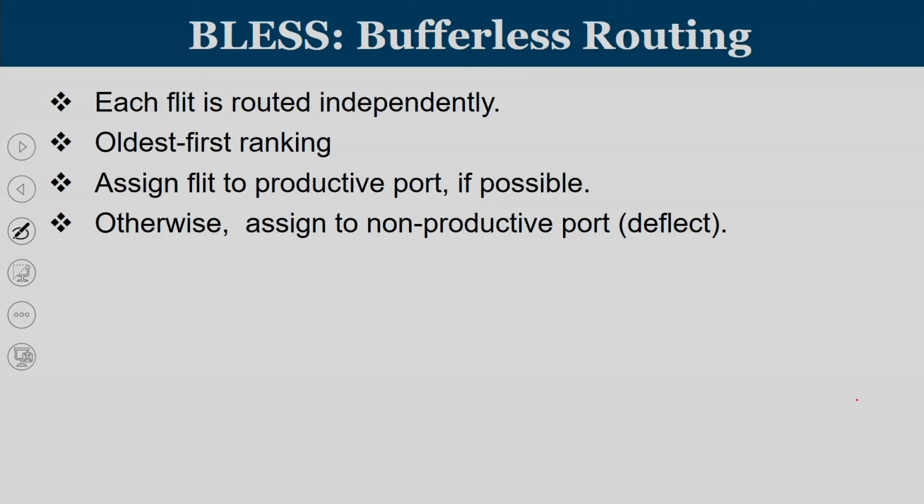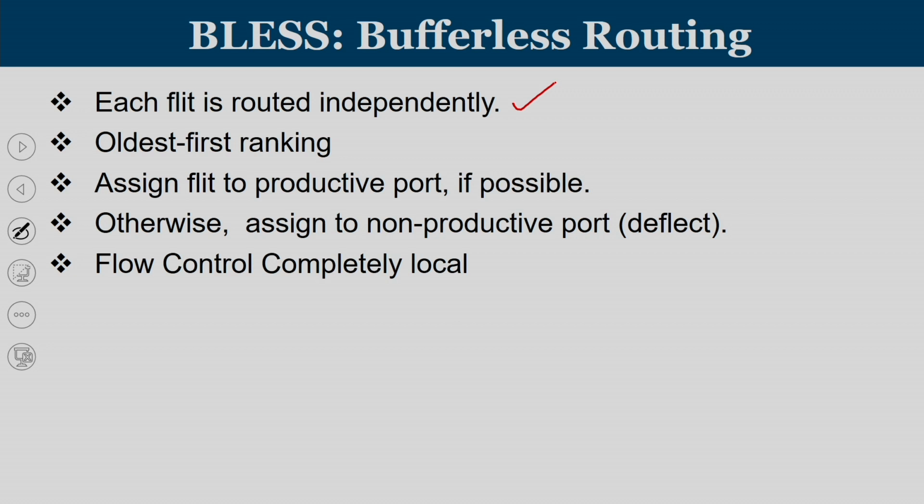In bufferless routing, each flit is routed independently, because we do not have any guarantee that the flits of the same packet will get a productive port at the same time. So, flits are independently routed, and we have to take care of all the design and implementation issues in making sure that the flits reach the destination.